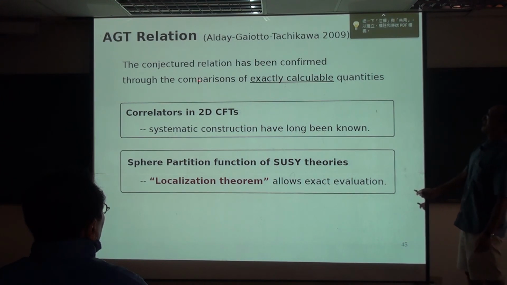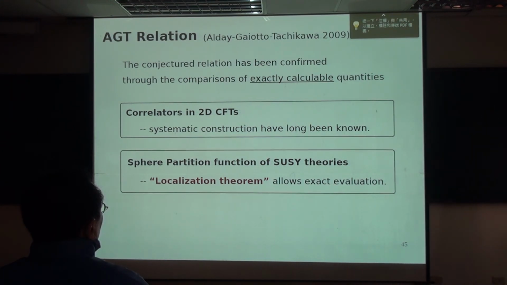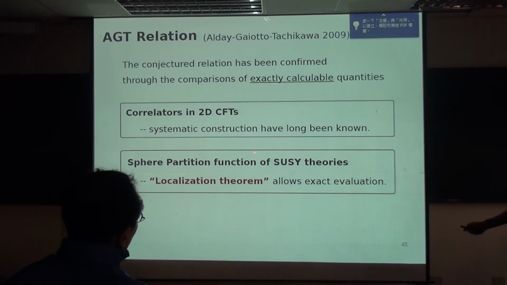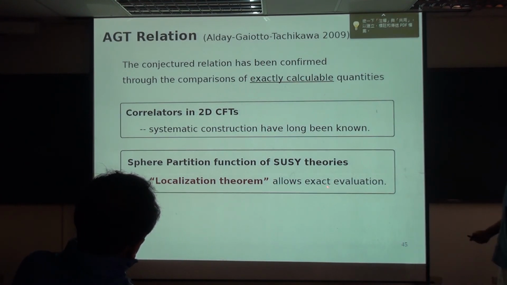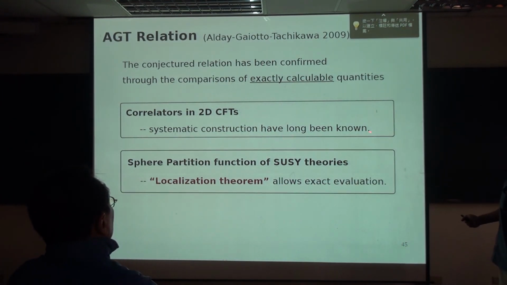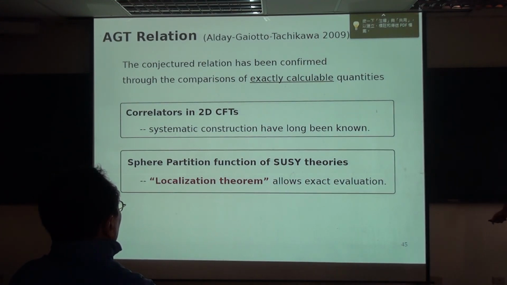And this interesting conjecture has been confirmed through the comparison of many interesting physical observables. It has long been known that in two-dimensional conformal field theories, correlators can be evaluated rather algorithmically. And it has long been known how to compute that. But on the other hand, it has only very recently become possible to compute the partition function of supersymmetric theories on the sphere. And this makes use of the localization theorem. I gave a talk about the localization theorem this February, so I will not talk about it this time.